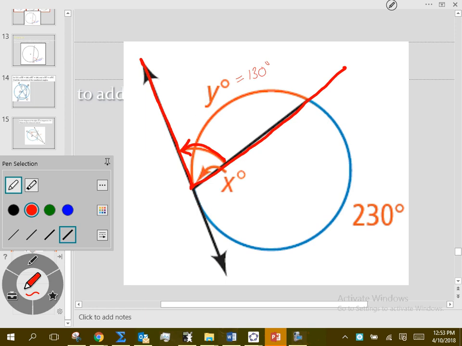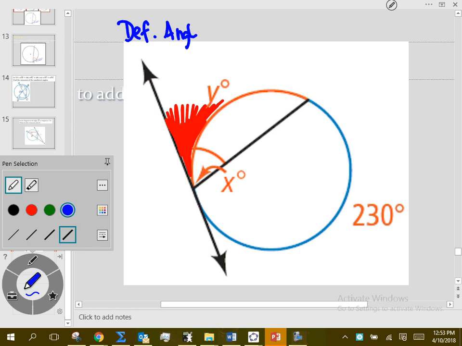What people struggle with, and they're never going to ask this, but for some reason people want to try to figure this out, which you can't, is that they want to say that this here is an angle. And my question to you is, is that an angle? Why is that not an angle? What is the definition of an angle? It's two rays that share a common vertex, right?